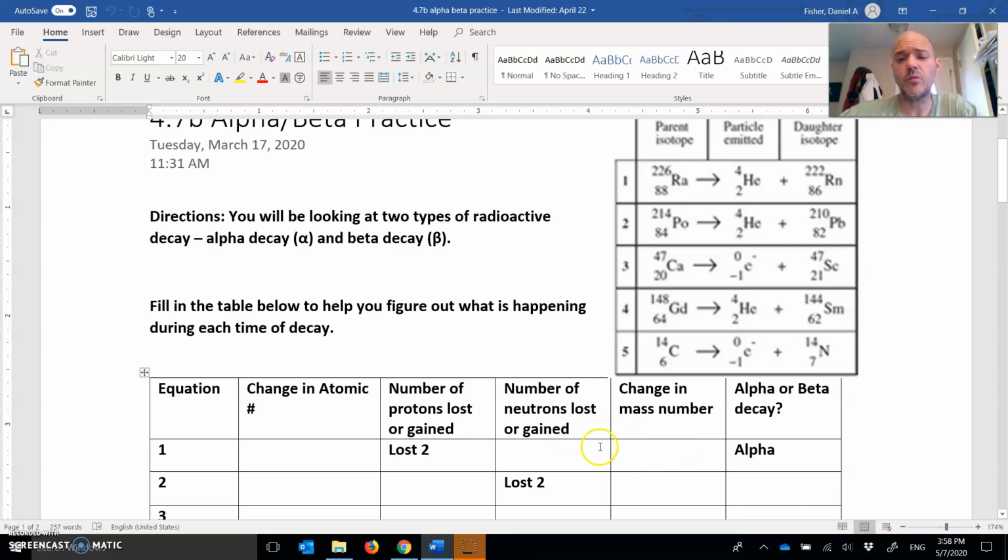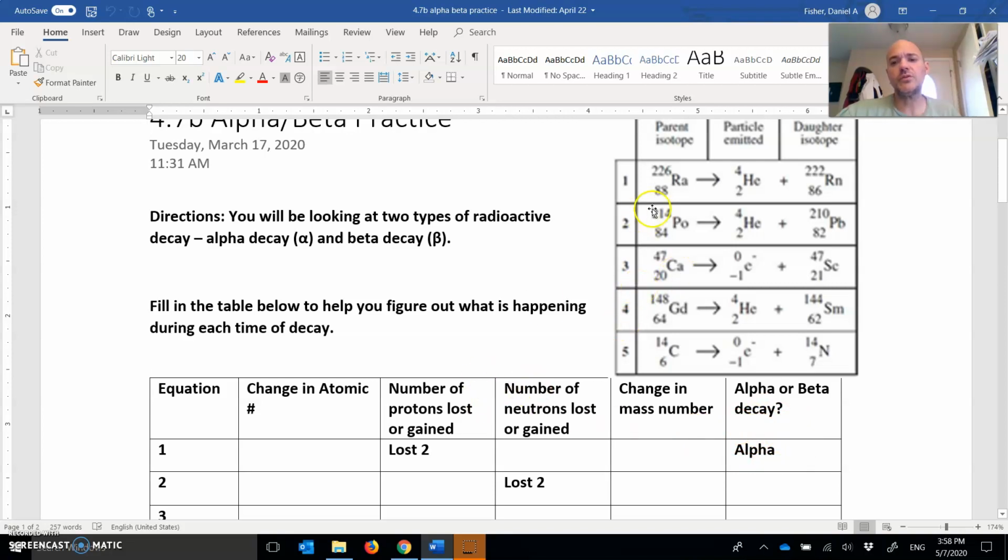One thing that I've been noticing a lot is that people are sometimes mixing up mass and neutrons. Remember, mass is protons and neutrons together, not just the neutrons. So something to think about as you're doing this. Is this alpha or beta decay? This is alpha decay, as you can see.